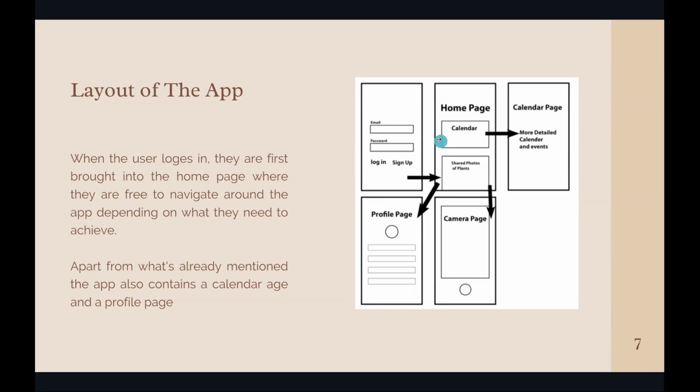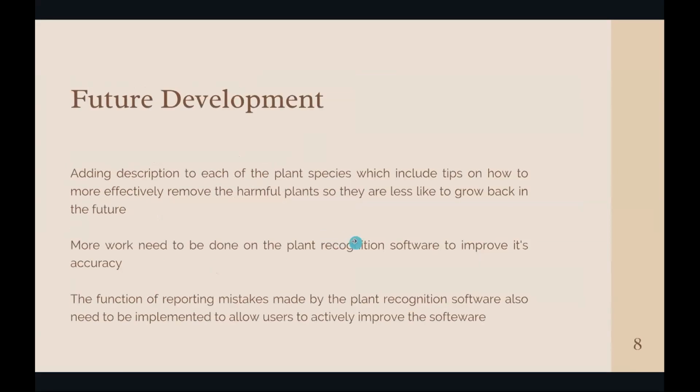So further development, there's still some work that we need to do on the app in the future, as we weren't able to put them in right now because of time constraints. We would like to add more description to each of the plant species, which would include more effective ways to remove the harmful plants. So for example, whether or not the root of the plant needs to be removed to prevent it from growing back, or whether or not the seeds need to be bagged separately.